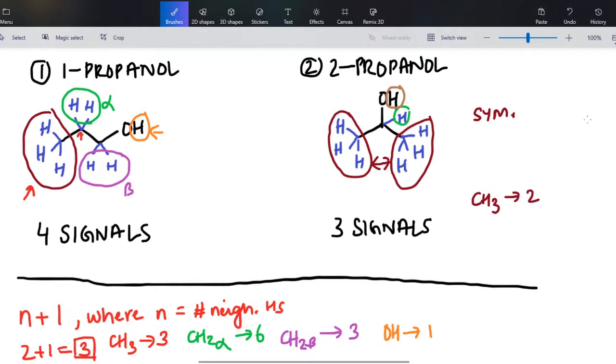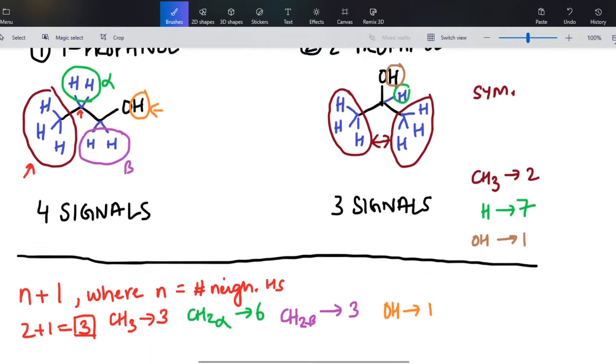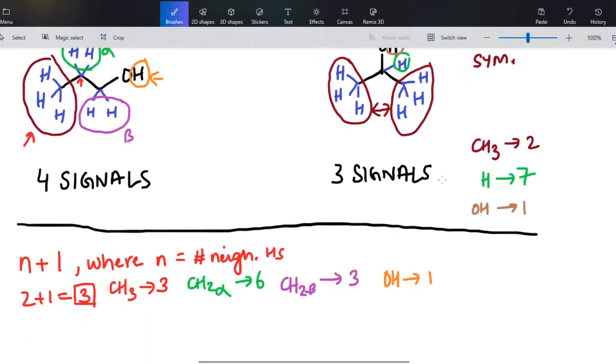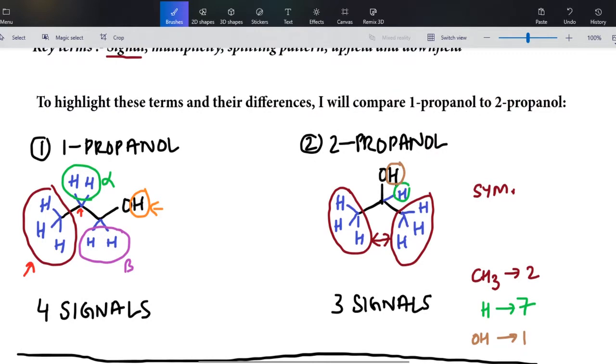Your hydrogen here in green will have a multiplicity of 7. And finally, your OH hydrogen has a multiplicity of 1, as we discussed in the previous question. So already you can see a greater difference in the types of data you'd receive from these two compounds if you were to analyze them through NMR.